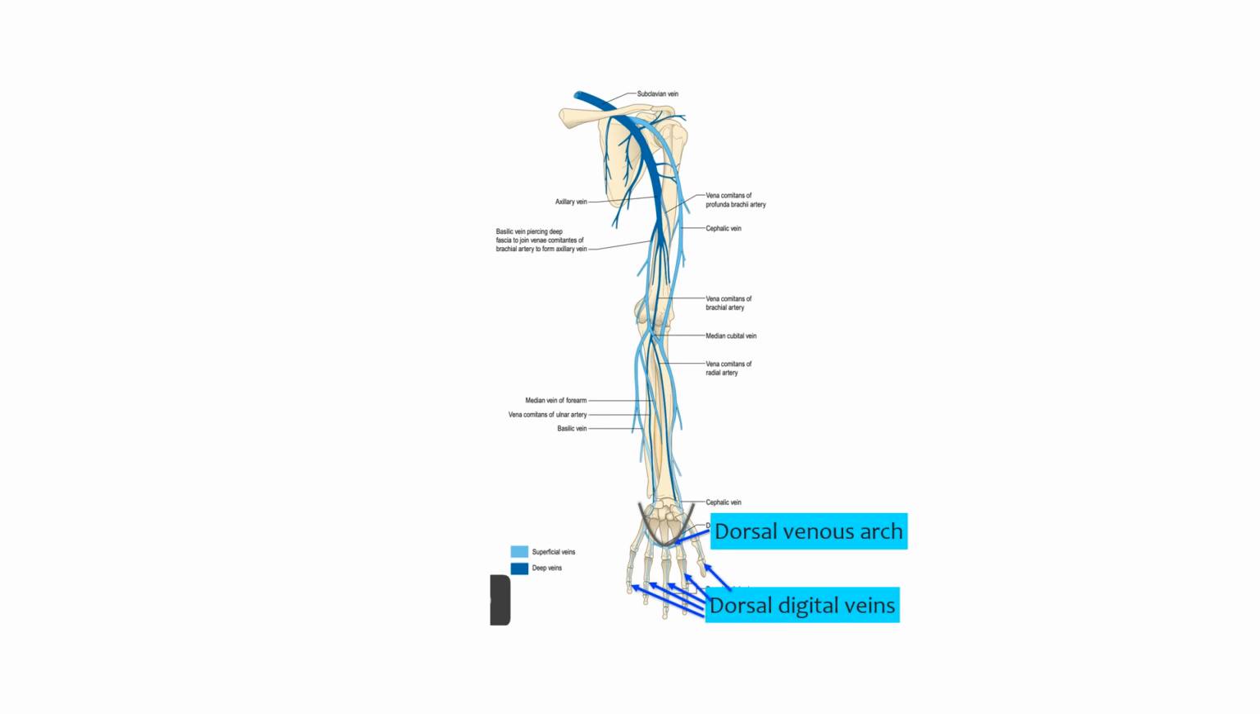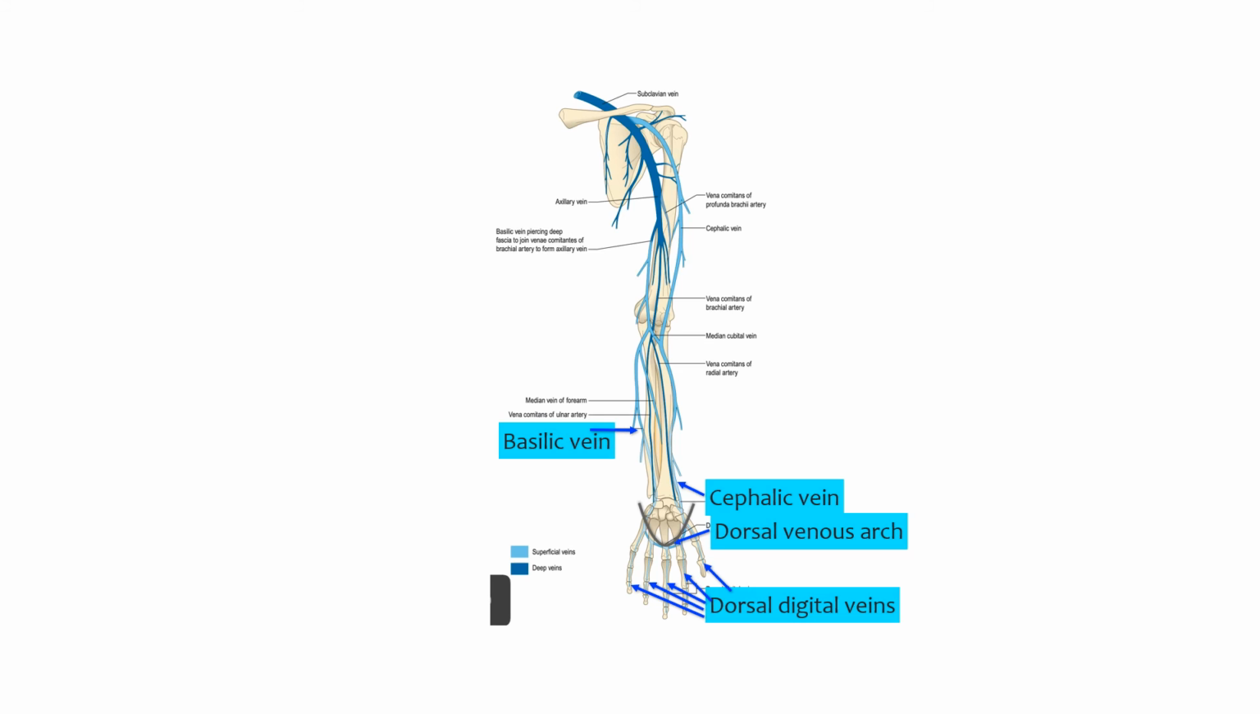The medial end of this dorsal venous arch continues upward as the cephalic vein. The cephalic vein will then wind round the lateral border of the forearm and enter into the anterior compartment, that is the flexor compartment of the forearm, and will then ascend upward. Likewise, the medial end of the dorsal venous arch will continue upward as the basilic vein. This is the basilic vein.